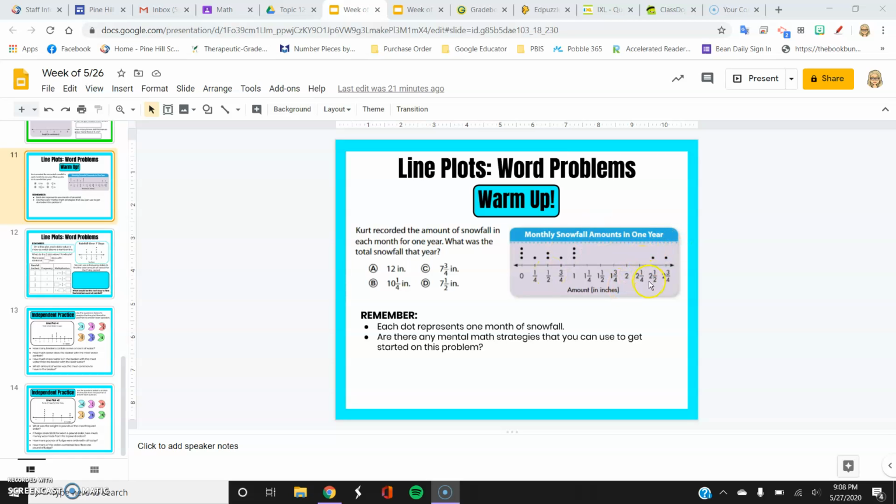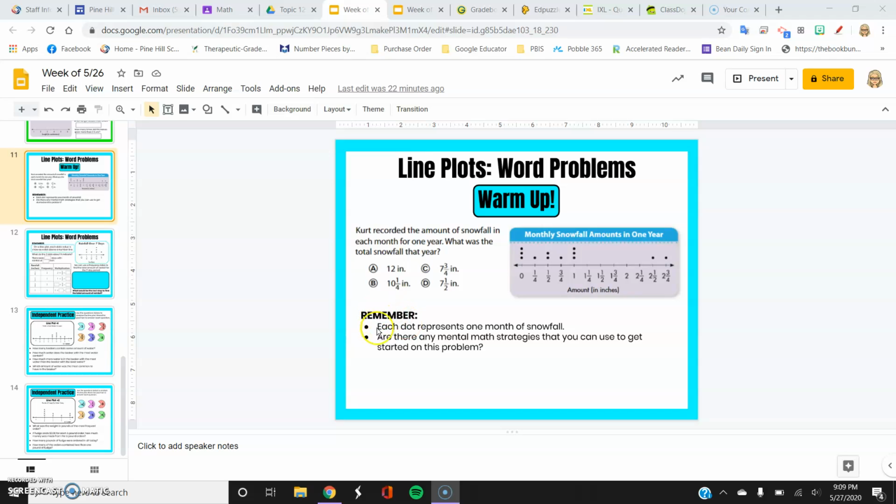And then when you get out to the outliers, it looks like we have 1 month that was 2.5 and 1 month that was 2 3/4 inches. So our number line has fractions of an inch. And what we need to find out is what was the total snowfall that year. And here's our options that they give us.